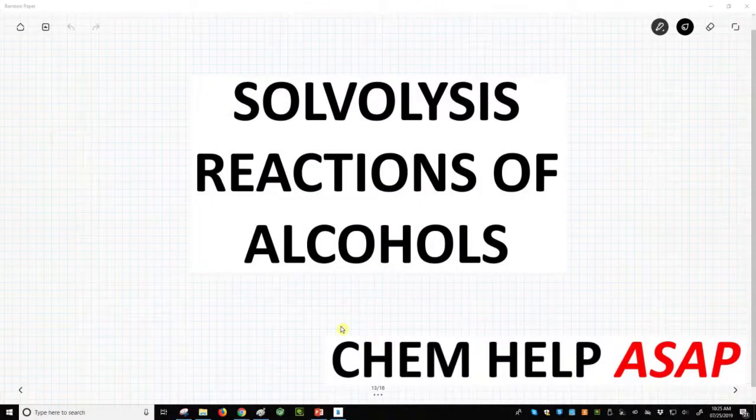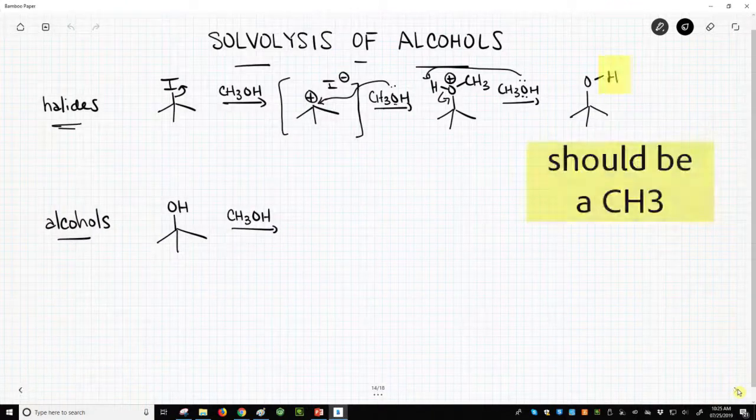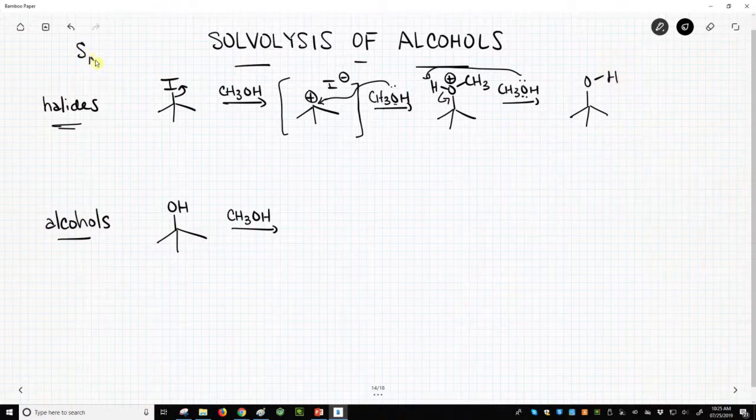We will now discuss performing solvolysis reactions on alcohols. And we've already talked about this with halides. And just to be clear, these solvolytic reactions are typically SN1 reactions. So what did we see on halides? For halides, we had some kind of alkyl halide, and the halide was a good leaving group, so that halide left, and we formed a carbocation. Note that we're making a nice, stable tertiary carbocation in this case.